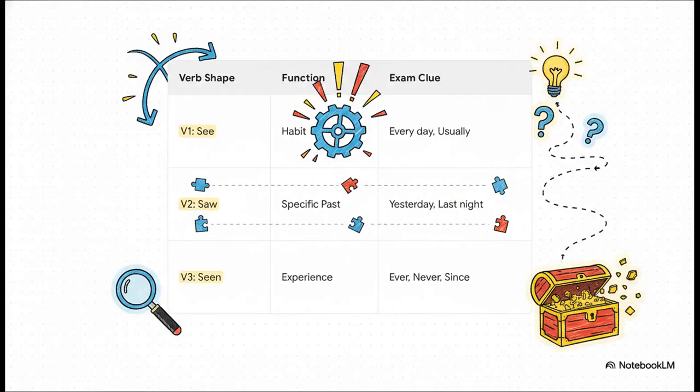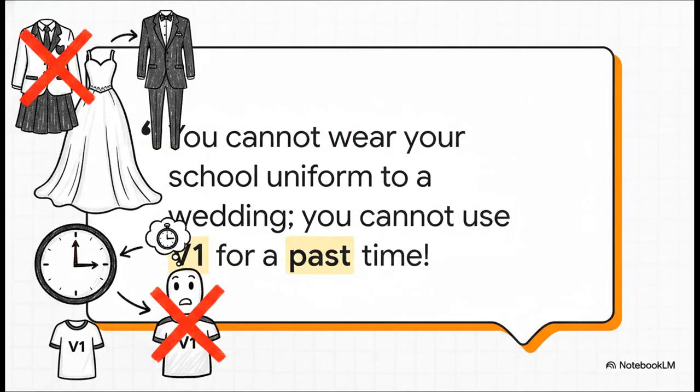And this chart, it's a total game changer. It links the verb shape directly to clues you'll find in an exam. I love this analogy. You can't wear a school uniform to a wedding, right? Same idea for verbs and time.